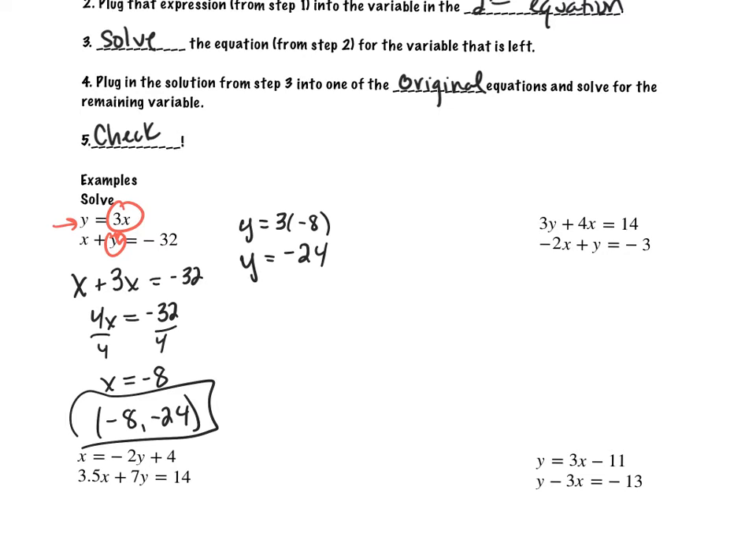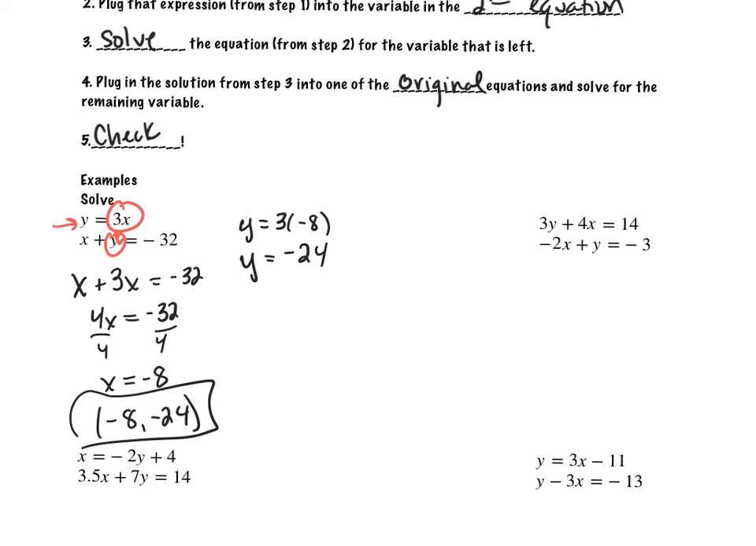And so we know that if I were to graph that, I'd have to go on a very big graph to find that point. So this is why substitution sometimes makes more sense. If I want to check that, I already know I did 3 times negative 8 to get negative 24, so I'm good. And I want to say, if I add negative 8 and negative 24 together, do I get negative 32? The answer is yes, so I'm good to go.